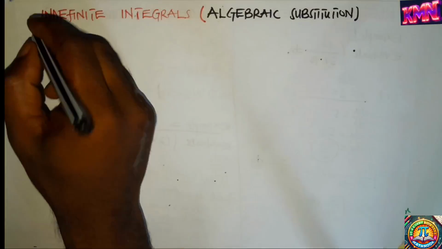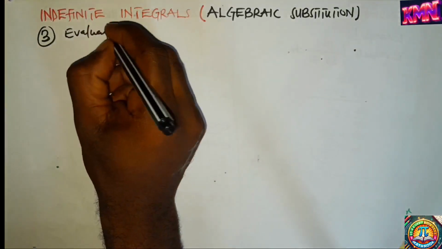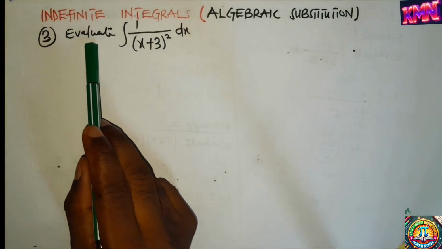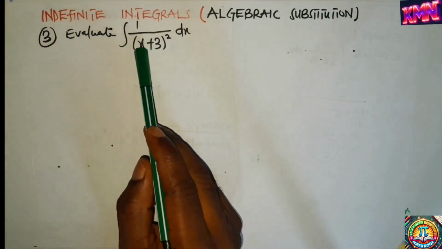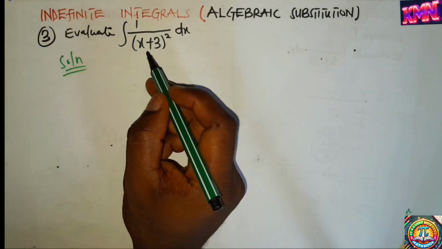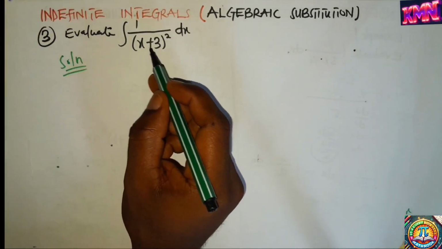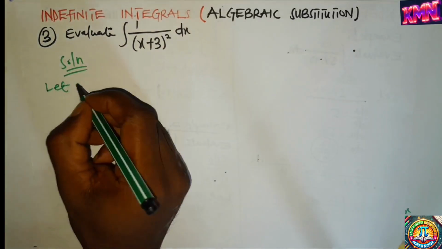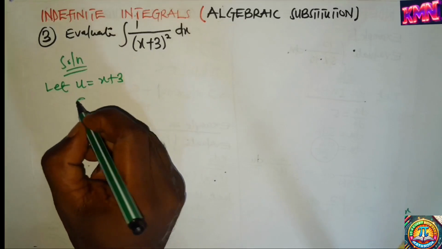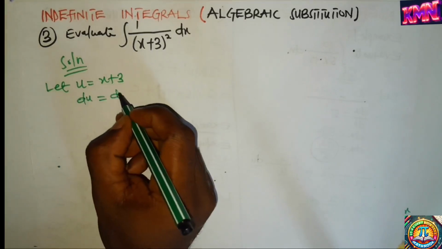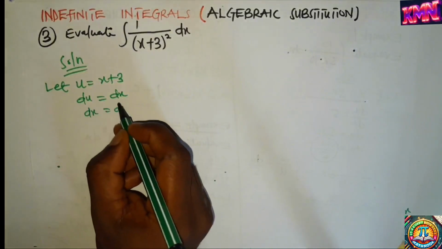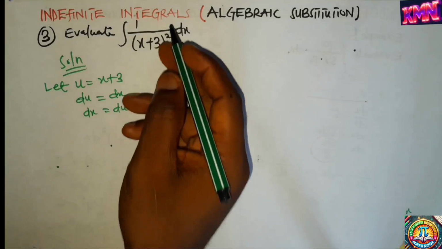Third example. The third example also says evaluate the integral of 1 on x plus 3 squared dx. Let our u be x plus 3. So let u equals x plus 3. Differentiate with respect to x. du equals dx. We make dx the subject. Already dx is the subject, so dx is equal to du. We substitute back into the function.